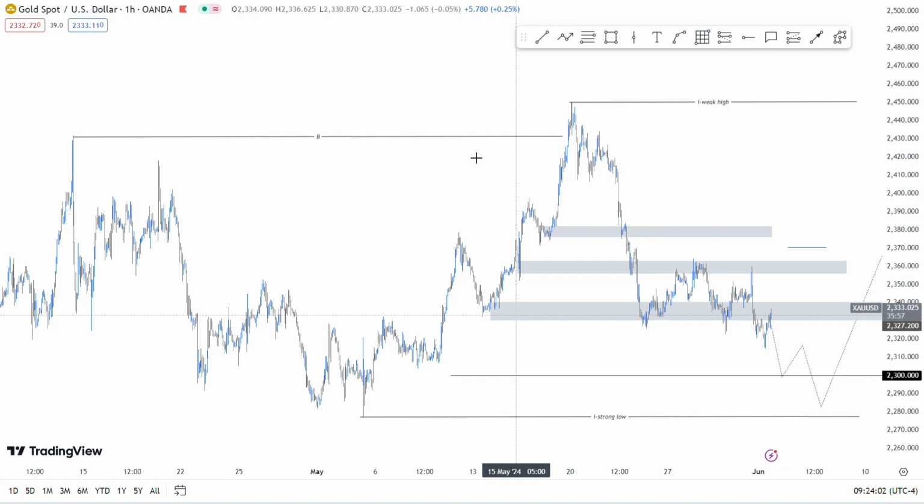So guys, as you can see, we've already marked our highs, our weak high, and our strong low, so that we don't take much of your time.